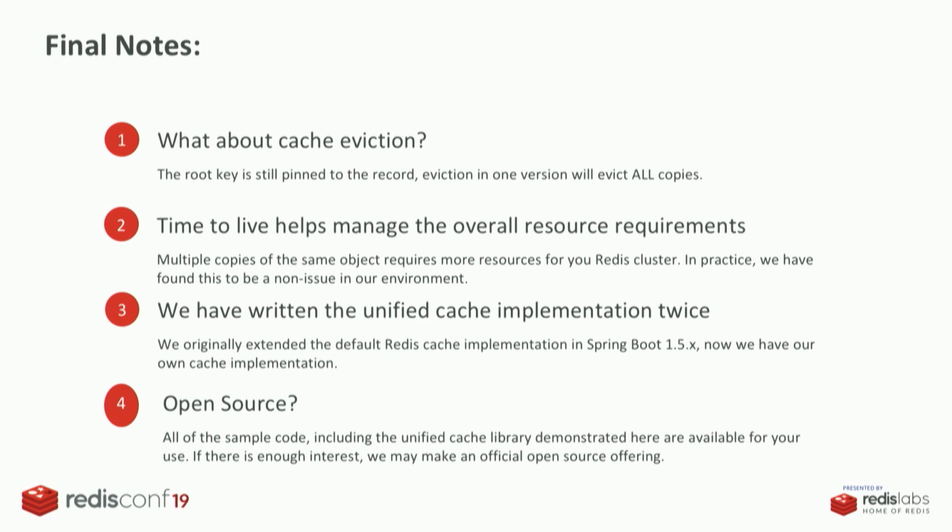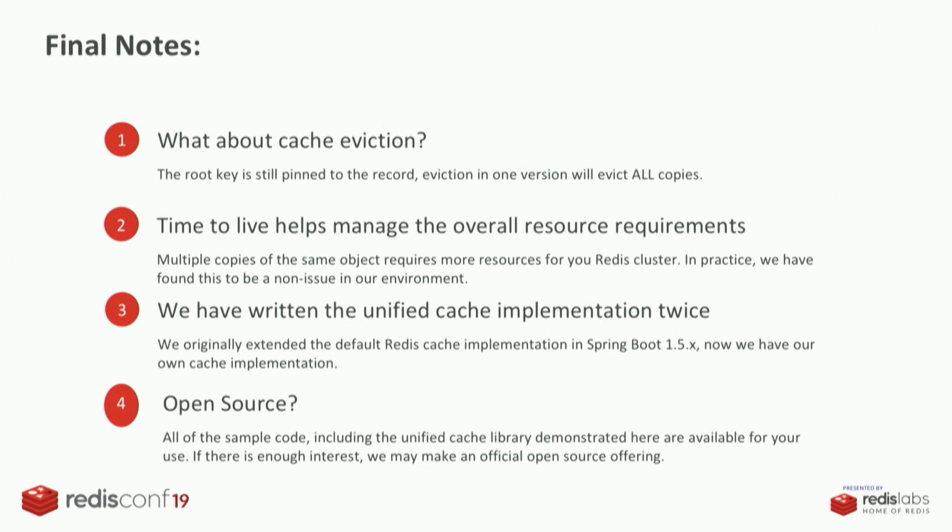Okay, final notes. What about cache eviction? We were just talking about that. What if you have all these copies? What's going to happen there if version 1.1 says I'm saving something new about the customer? Well, the evict is happening at the top level key, the customer ID. So it evicts all copies. So we kind of got that for free, which was kind of nice.